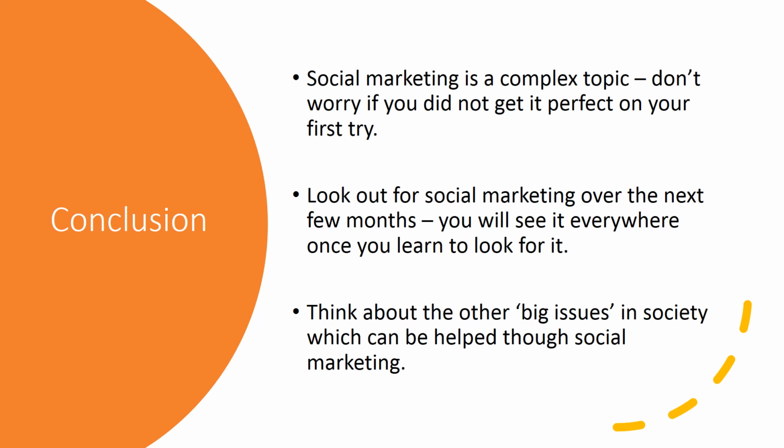This social marketing business is a really complex topic, and don't beat yourself up if you didn't get it right first time. It was just about having a go today. But now that you've got a bit of awareness of it, look out for social marketing. You'll see it on Facebook, on billboards, on the television. And once you start seeing it, you can't stop seeing it. The last thing you can do is think about the other issues in society that can be helped with social marketing. We thought about coronavirus today, but that's a really new thing. Think about things that have been with us for a long time and how those could be helped through social marketing.